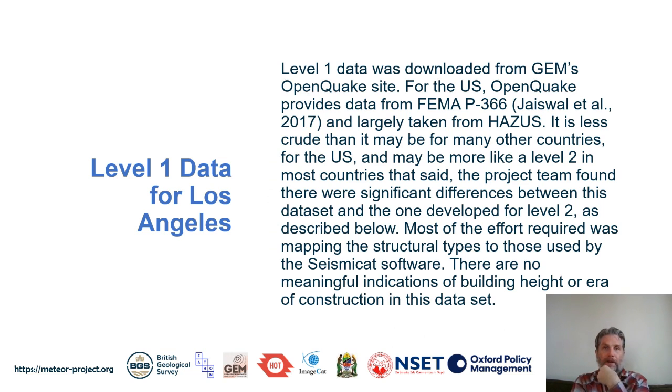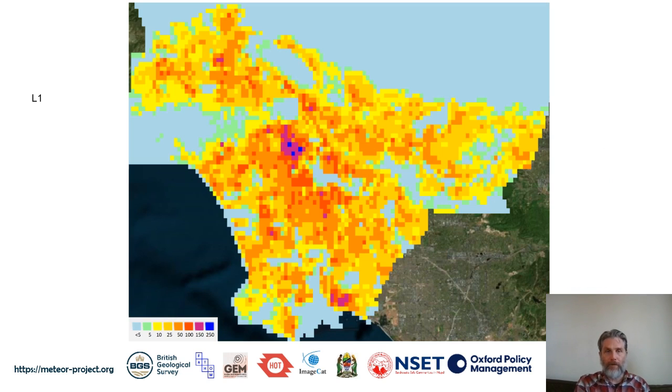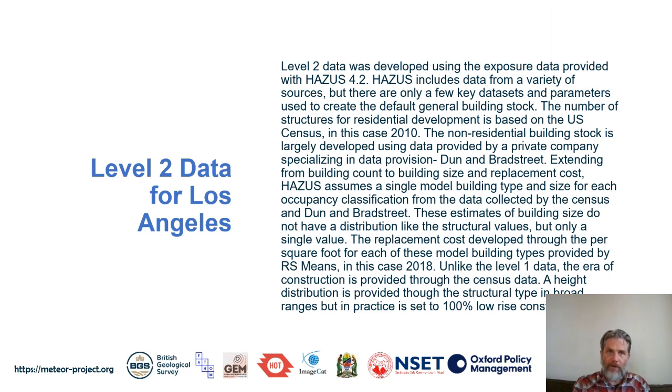So level 1 data for Los Angeles, we actually downloaded from GEM's OpenQuake site. It was essentially prepared, I believe, with Kishore Jaiswal as part of P366, essentially mapping their data into the GEM format. And here's what it looks like. I believe it was 60 arc seconds rather than 30 arc seconds, so maybe kilometer basis data. And here it is on mapped exposure.